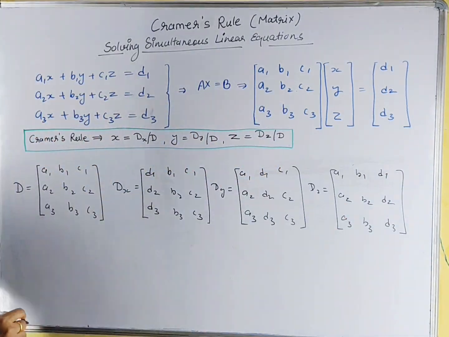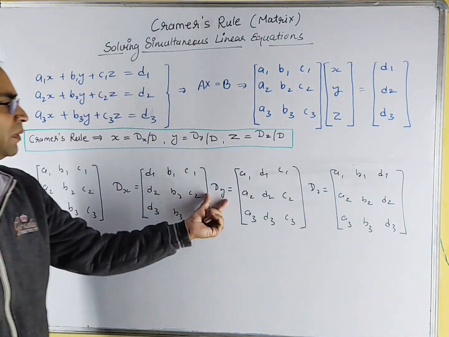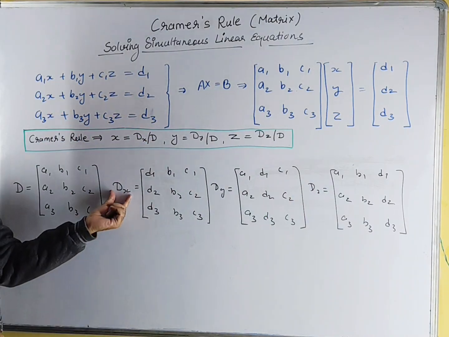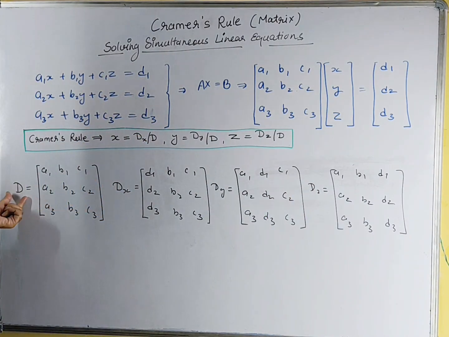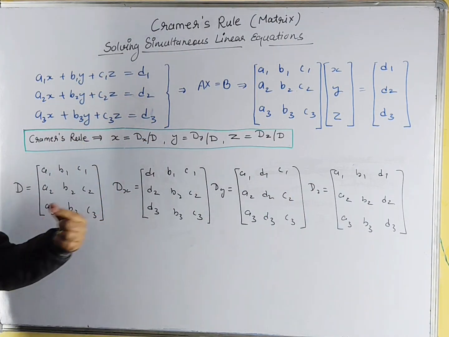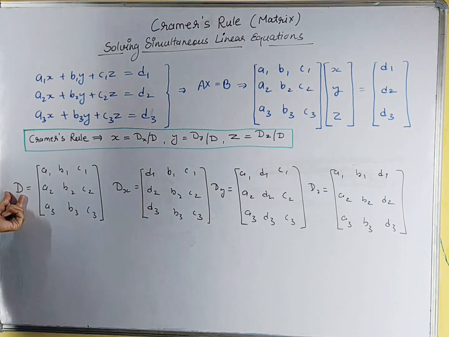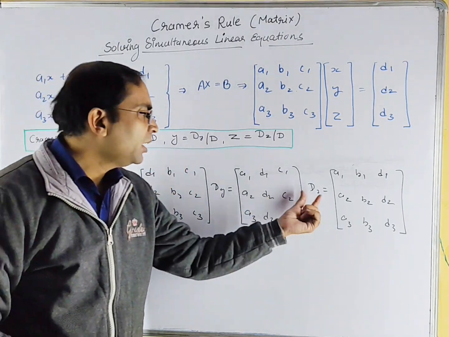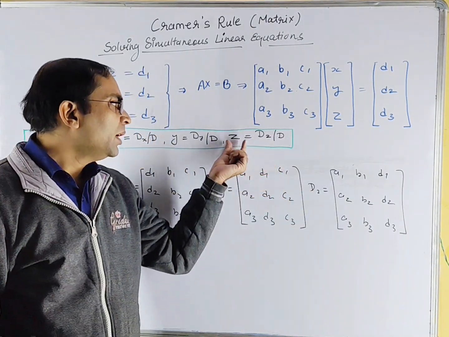So we have got all the matrices. We have got d, dx, dy and dz. Just by dividing the determinant dx with the determinant d, we will get x. Then by dividing determinant dy by d, we will get y. And then dividing this determinant dz by d, we will get z.